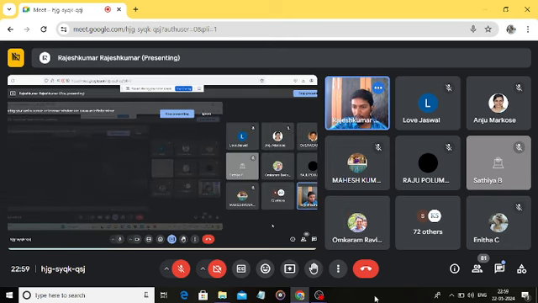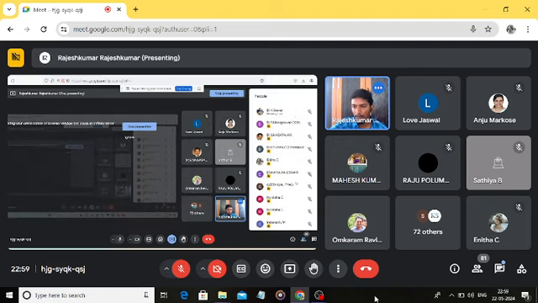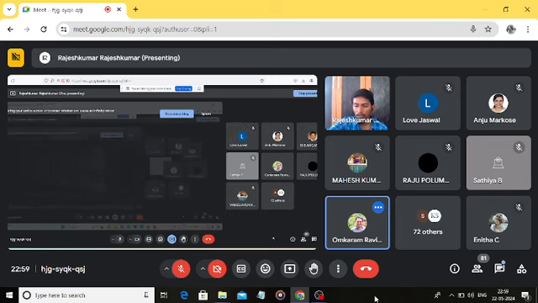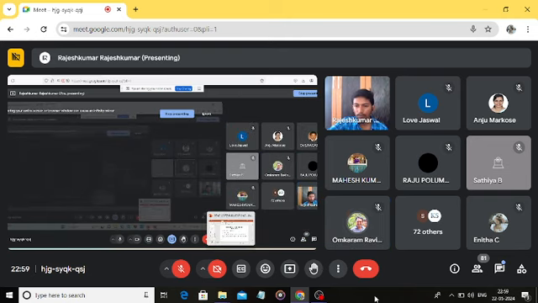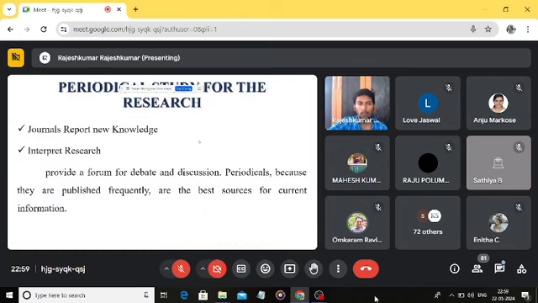So the periodical study for the research can be a minimum of 6 months, not less than or more than 6 months. First of all, we have to give a journal report with new knowledge.